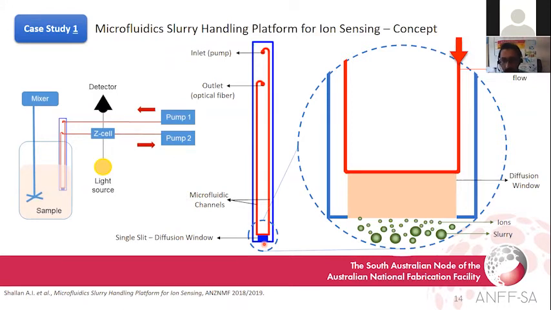But how does it work? These figures show the detail of what's happening within the diffusion window. Because ions move faster than particles, they diffuse in the diffusion window, and there is a laminar flow coming through the diffusion window, taking the ions with it toward the sensor, and a Z cell will measure the ions at the right time and position.